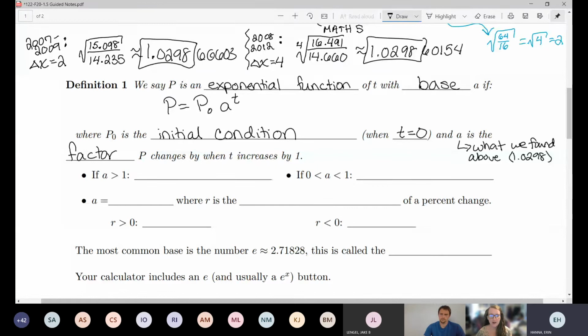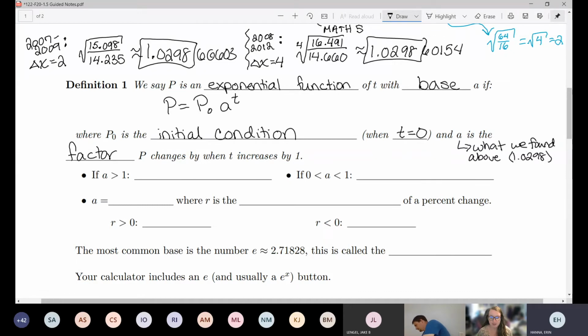Good. Where was I? A values. So when you're doing these ratios and any of the root hoopla that we were doing above to find that 1.0298, that becomes your A value. So that's kind of important.